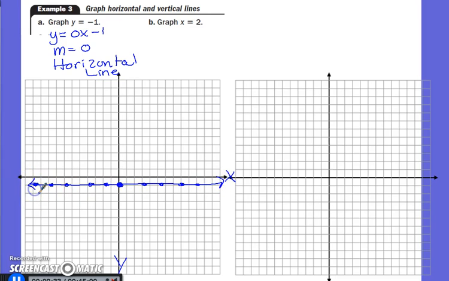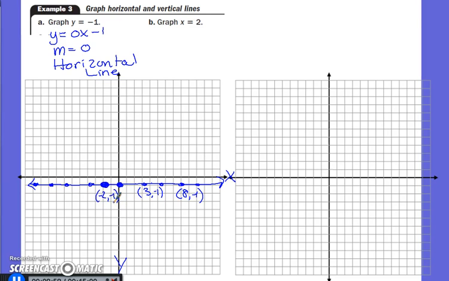Now, it's interesting because it's parallel to the x-axis, but if you look at all these ordered pairs, this is 3, negative 1. This is 1, 2, 3, 4, 5, 6, 7, 8. This is 8, negative 1. Over here, even though let's make this bigger, this is negative 2, negative 1. The y will always be the same.